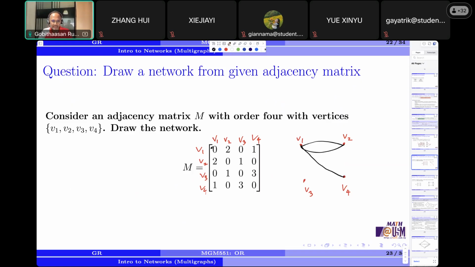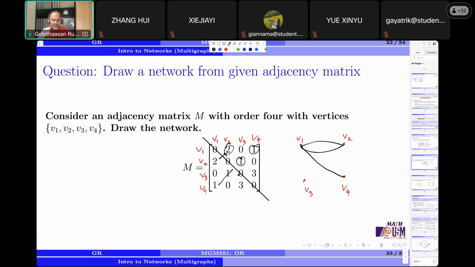V2 to V1. In fact, the trick would be, you can see that it's somewhat symmetric, right? So 2, symmetric, isn't it? So you can just look at one part. It's sufficient to draw the whole network. So we have done this, and this is yet to be done.